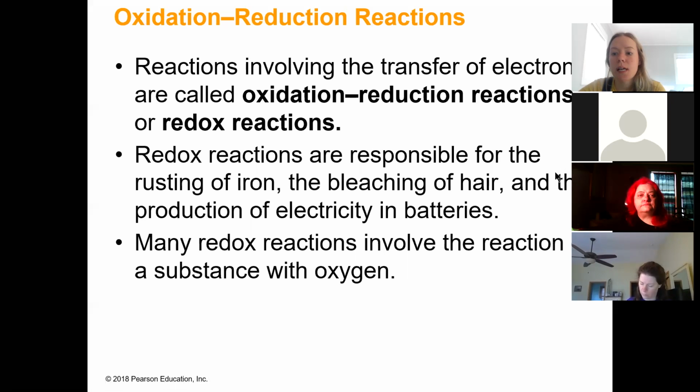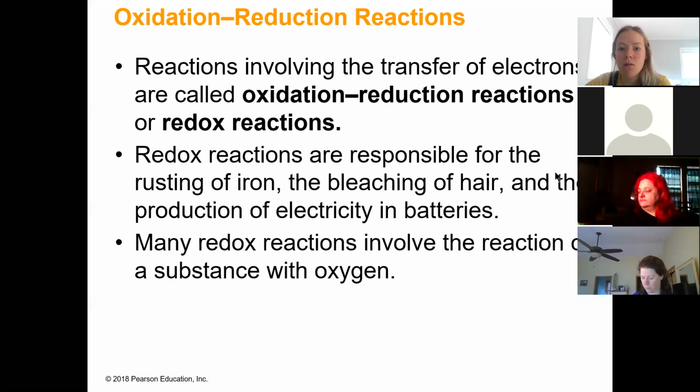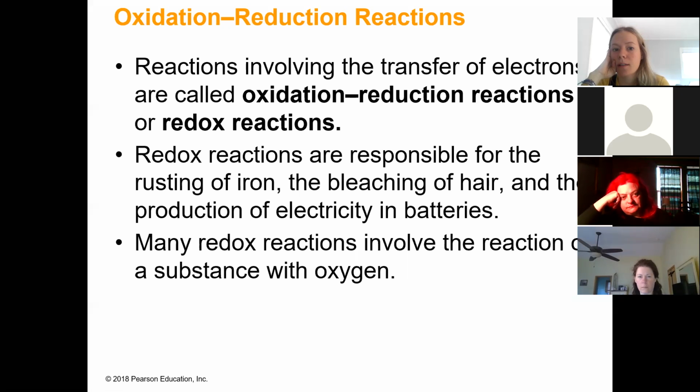Okay, oxidation reduction reactions. For now, this is just going to be a concept-based thing. I'm not going to have you have an equation and identify it as an oxidation reduction. I just want you to know the concepts of it. In any reactions that we classify as oxidation reduction or redox reactions, there's some sort of transfer of electrons happening. One thing is gaining electrons, another thing is losing electrons. This is why things rust. It's why things oxidize. It's how you bleach hair. It's how you produce electricity in a battery.